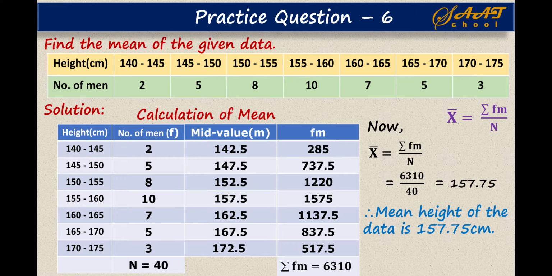So the mean height of the given data is 157.75 centimeters. As the height is given in centimeters, the answer should be in centimeters. So this is the mean.